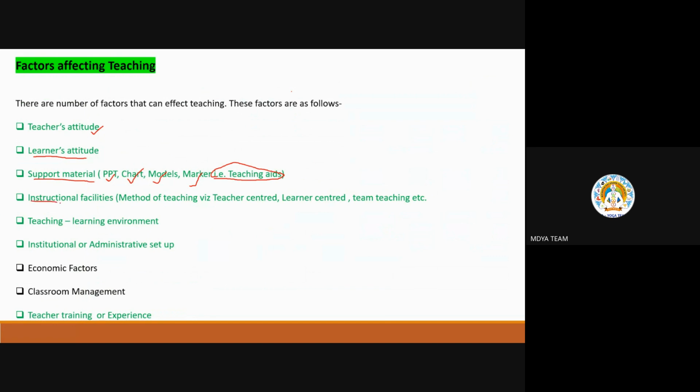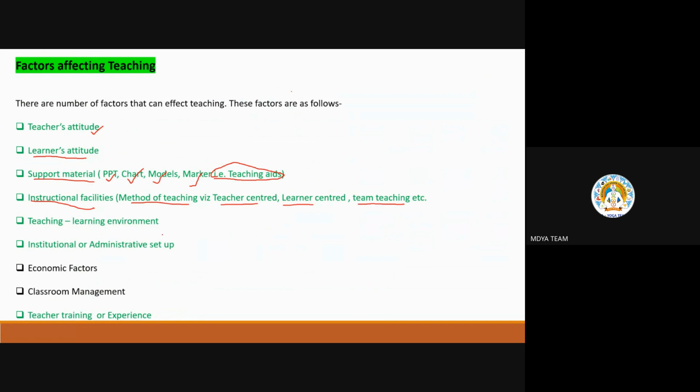Now, instructional facilities and method of teaching: teacher-centered, learner-centered, and team teaching. The method of teaching, whether I am using the teacher-centered method or the learner-centered method in the class, will also affect the learning outcomes. That will have a significant impact on the learning outcomes. I'm not going deep into teacher-centered and learner-centered because I have taken a full-fledged class on this topic.